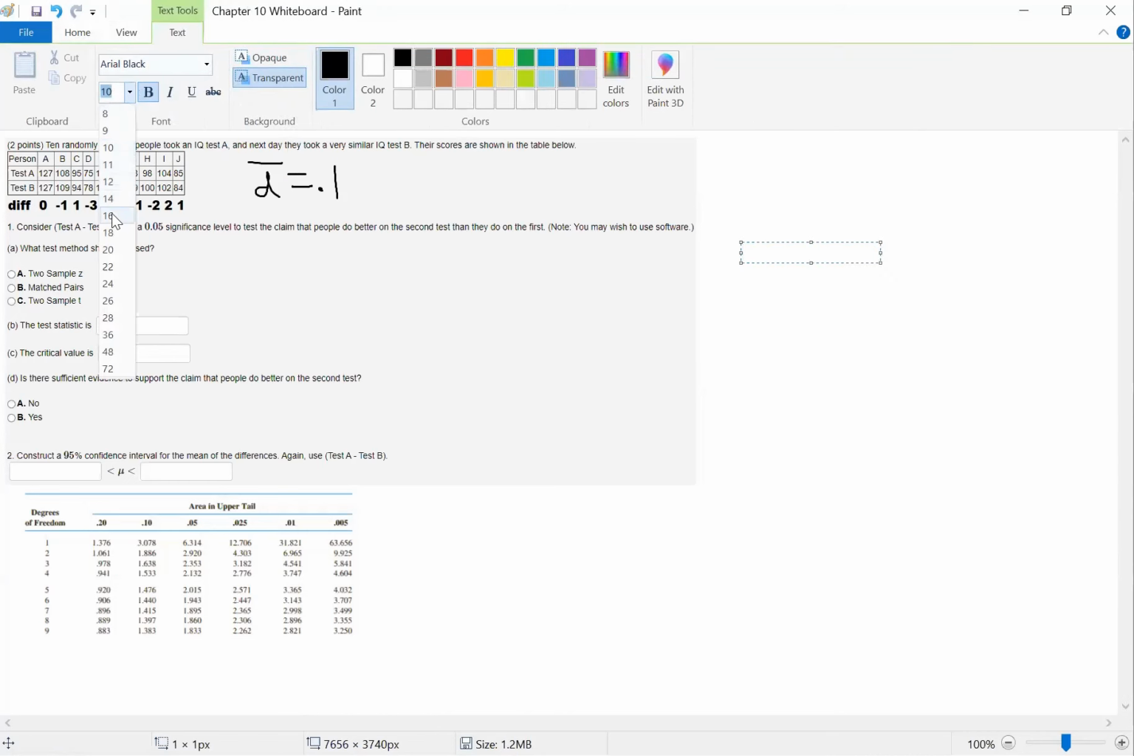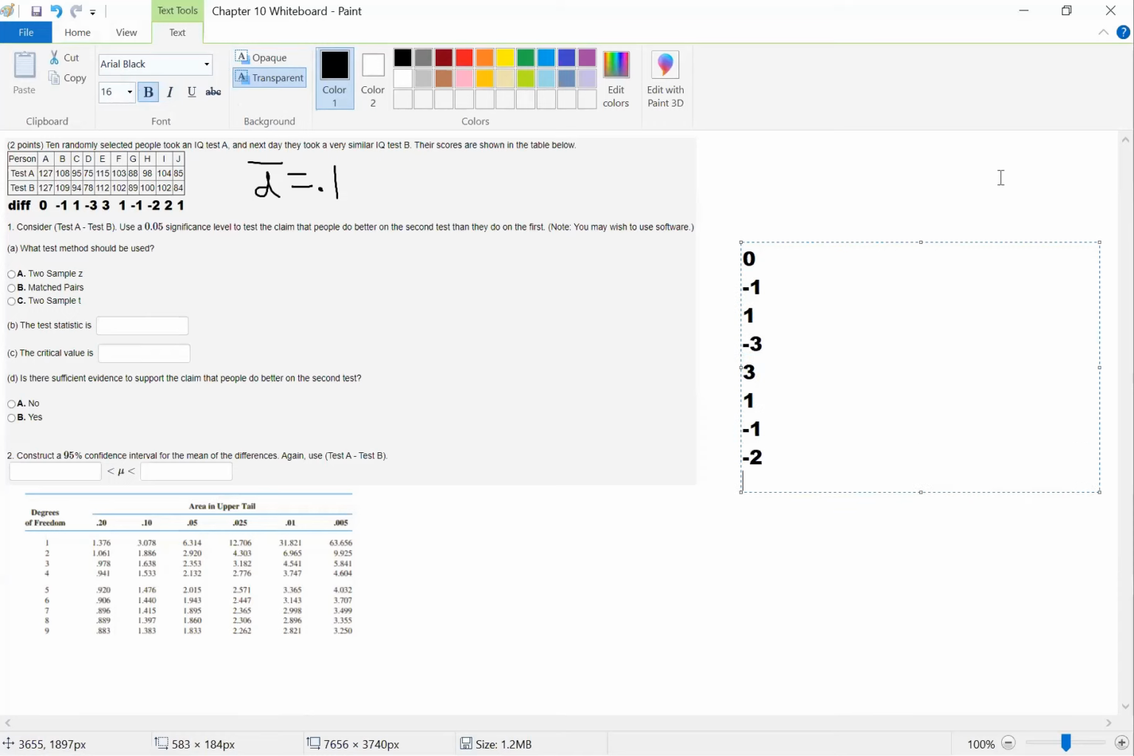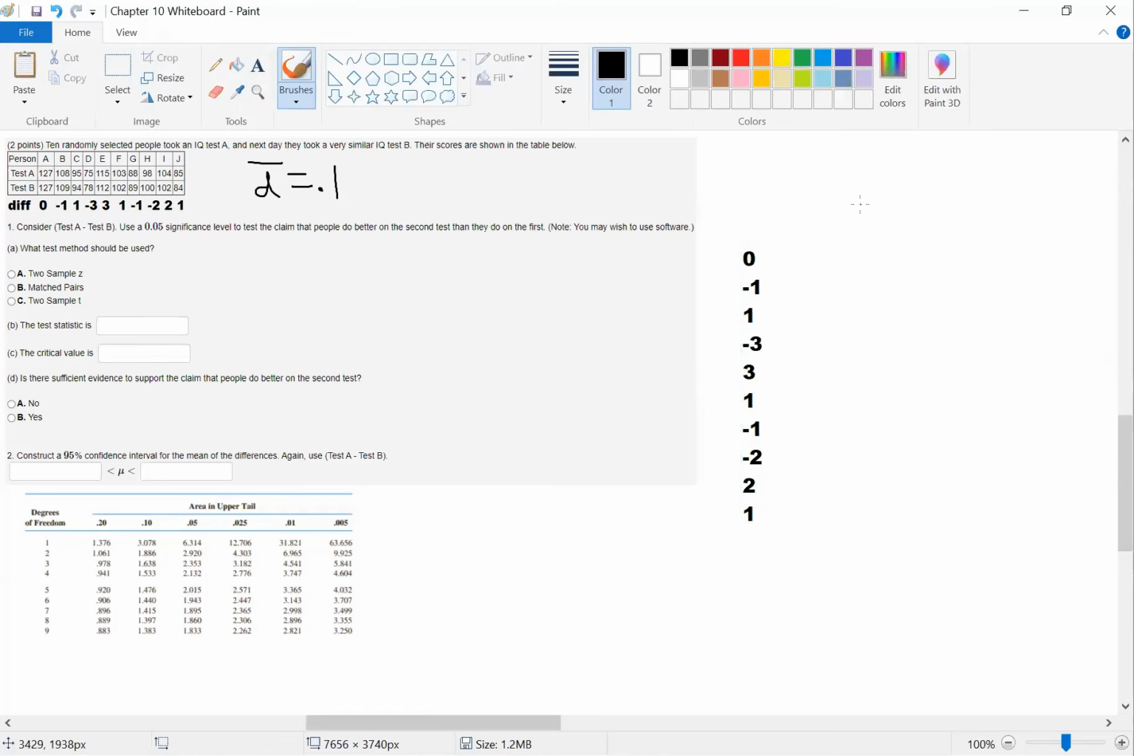Now, let's build the table. And then after we get our S squared, I'll stop for a moment so you can keep going in case you had the wrong values. So we have 0, -1, 1, -3, 3, 1, -1, -2, 2, and 1. Sometimes it can help if you sort them so you can see which ones are duplicates. You can save yourself some time. So we have D_i minus D bar squared. The D bar is now positive, so we're not going to have the positive signs this time. So we have 0 minus 0.1 squared, -1 minus 0.1 squared.